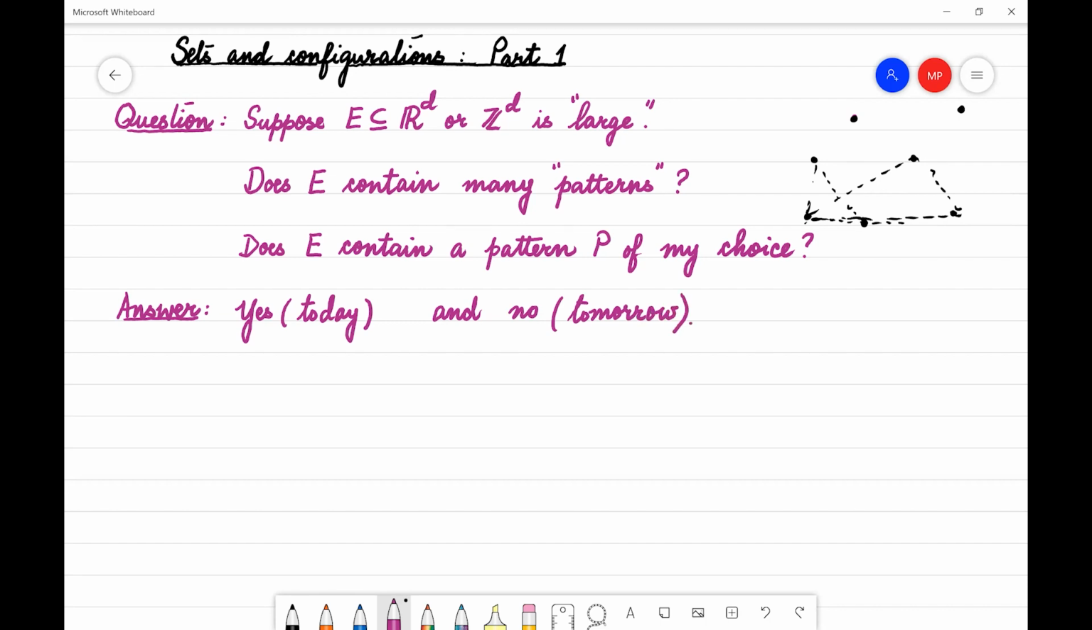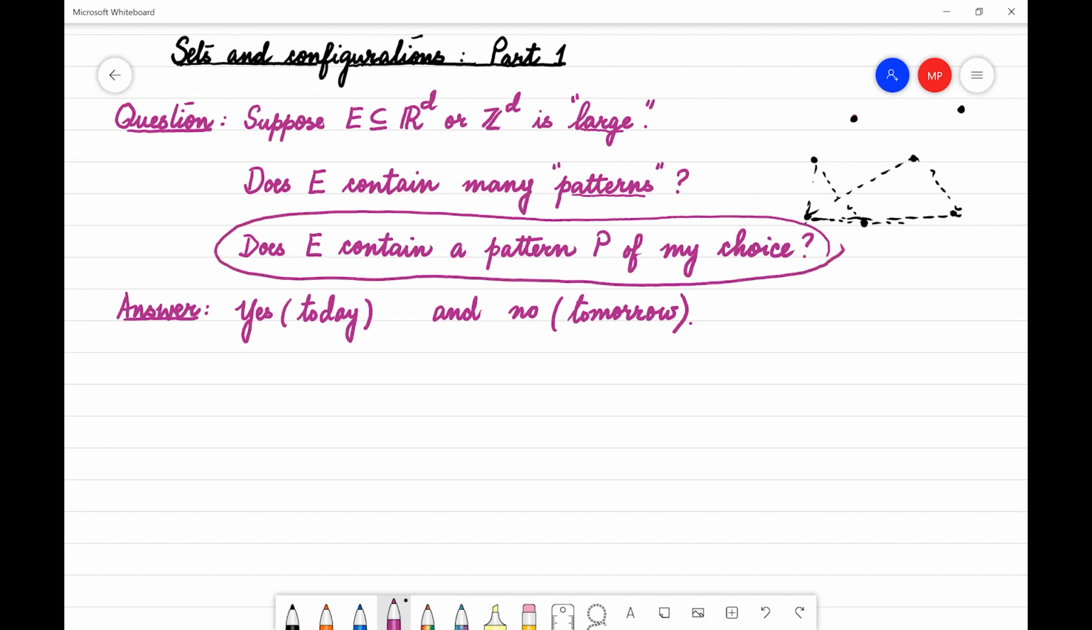Okay. And why? So how can the same question have two different answers, especially in mathematics? Well, the devil is in the details. It really boils down to understanding what I mean by largeness and what I mean by size. So let's also unravel this question a little bit more. When I say, does E contain a pattern P of my choice, what does this really mean?